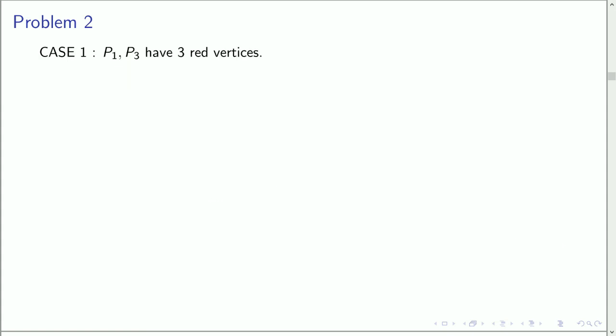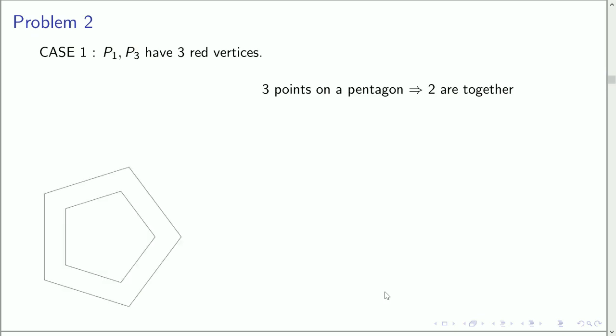So case 1 is that P1 and P3 have red majorities, which basically means the pentagons have the same orientation. This is how it looks. So how do we start here? Since there are 3 red points among the 5 vertices, there will be 2 red points sitting next to each other. So we'll start there. Let's say that these 2 are red. And now how do we move forward?